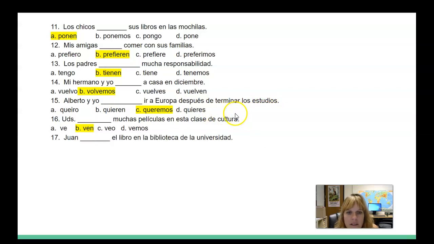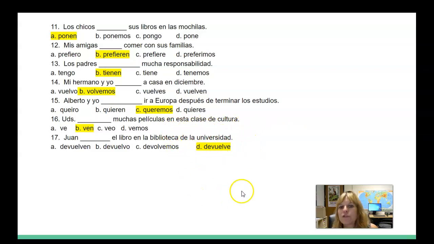Número 17: Juan devuelve el libro en la biblioteca de la universidad. So your verb was volver. Devolver means to return something, has the same stem changer, O-U-E.